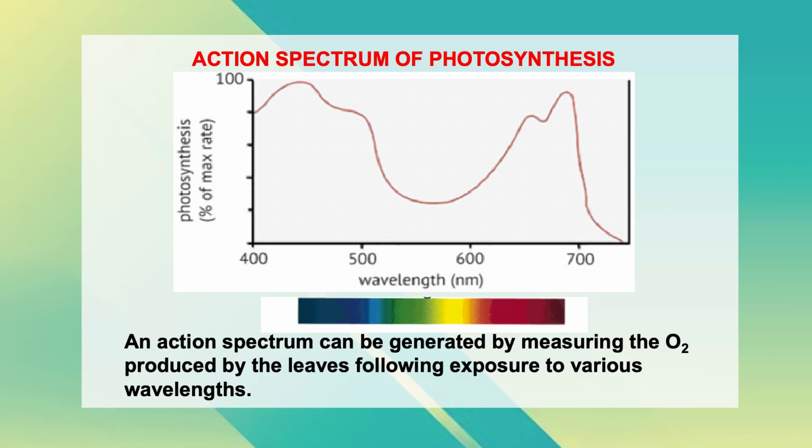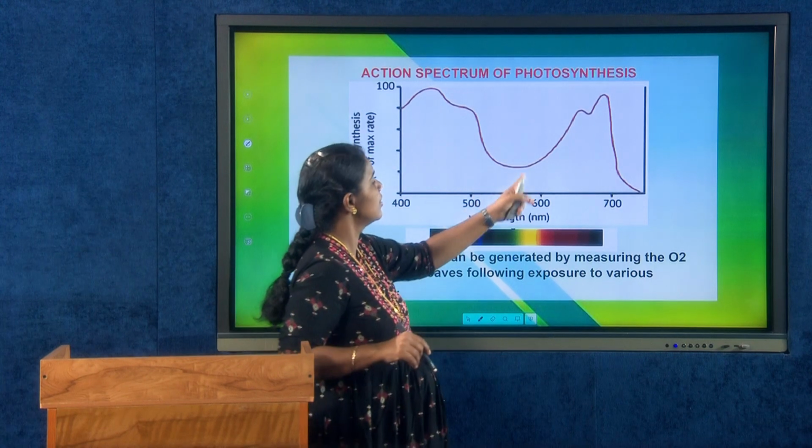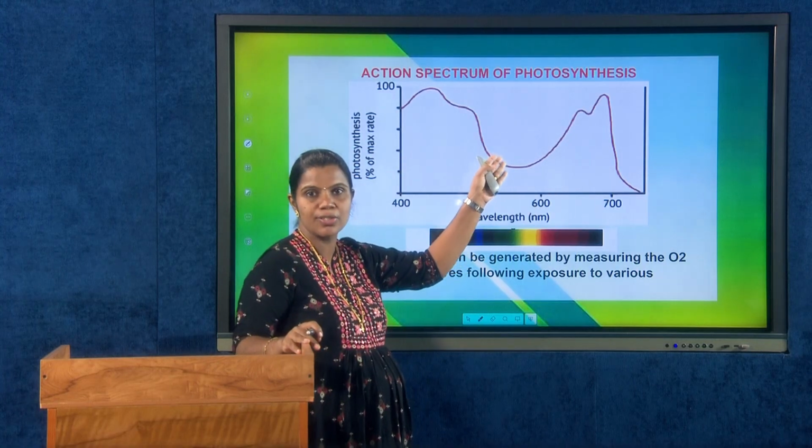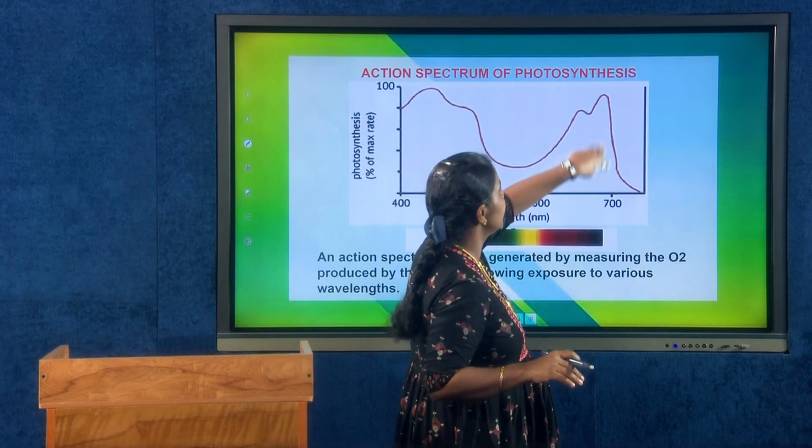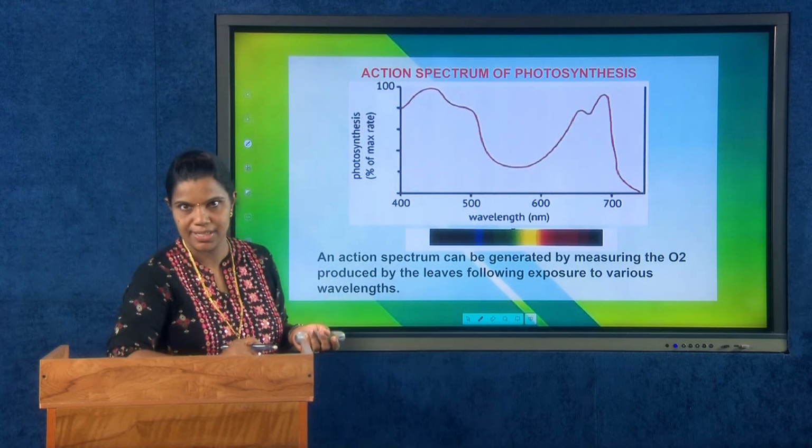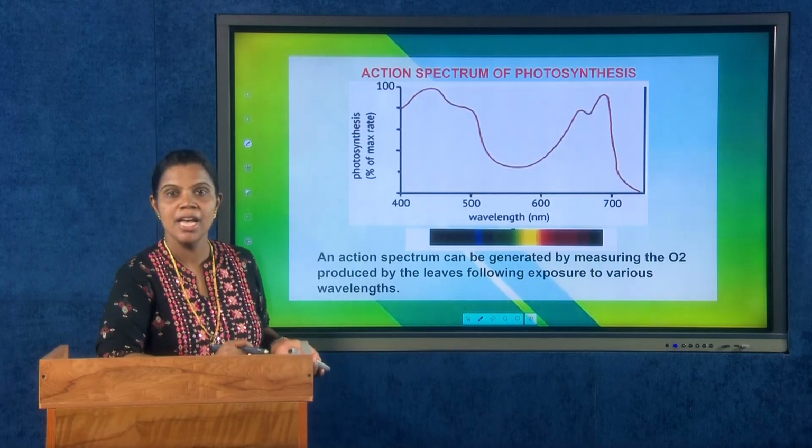Here you can see the action spectrum of photosynthesis. So what is an action spectrum? The action spectrum is generated by measuring the amount of oxygen that is produced by leaves following the exposure to various wavelengths of light. That is, while the light exposure to leaves is between 400 to 500 nanometer, the rate of photosynthesis is actually high. You can see in the region 500 to 600 the production of oxygen is quite low, and here again in the 700 nanometer region you have again a higher rate of photosynthesis. So that is what the action spectrum is representing.